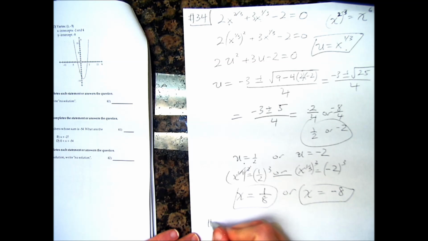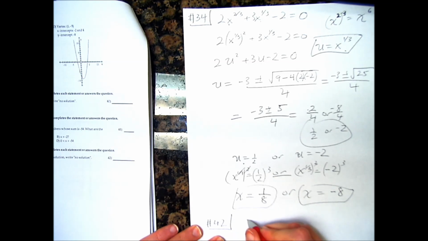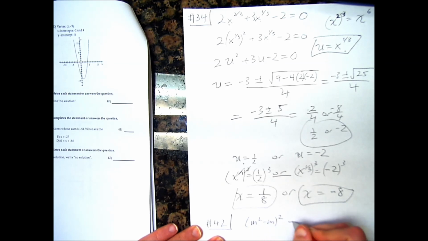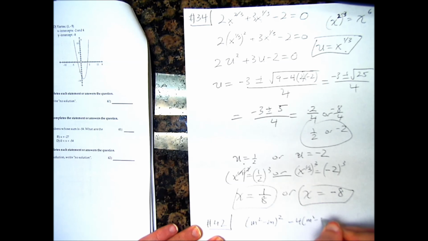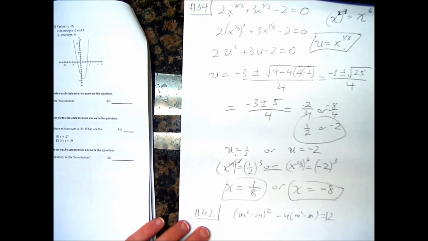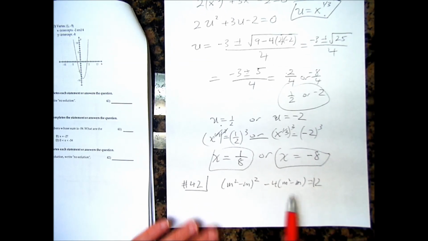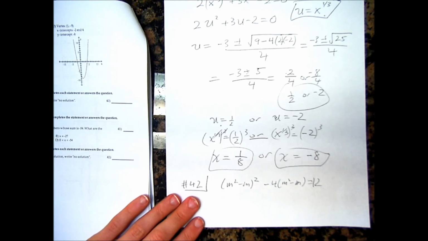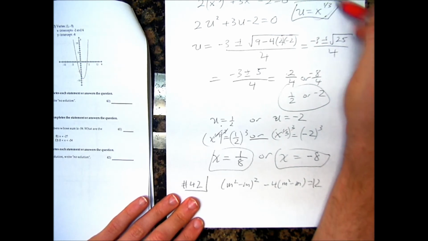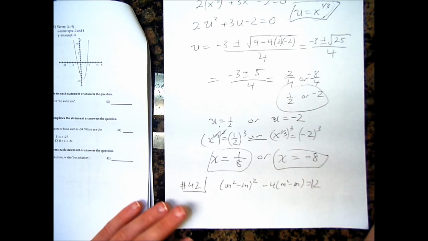Number 42, last one in the review packet, says find all solutions to m squared minus m, squared, minus 4 times m squared minus m equals 12. Okay, and I won't work the whole thing out because it's the same idea, but this is a problem where you have to select your u correctly. And obviously doing this for your u is not going to help at all.